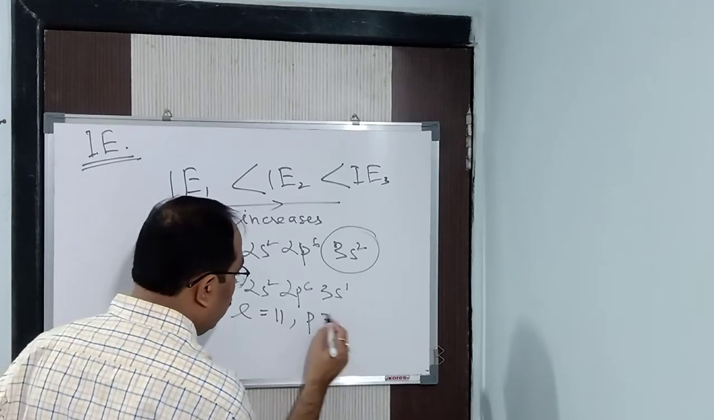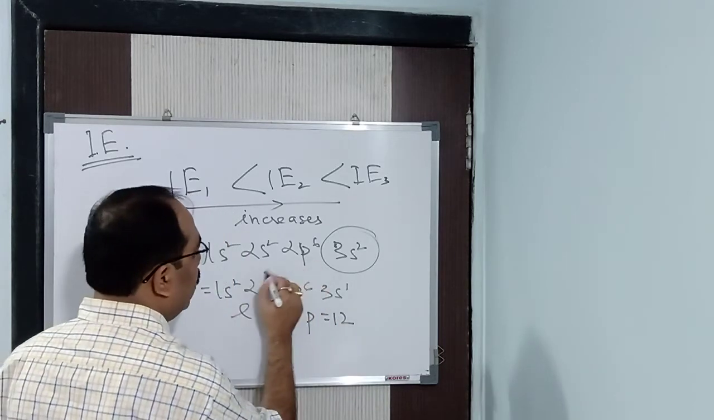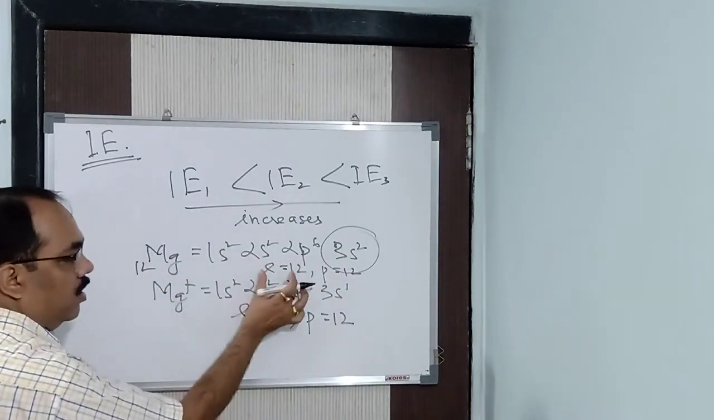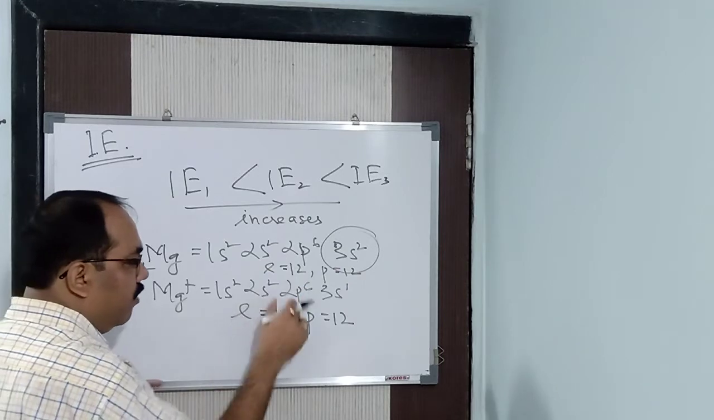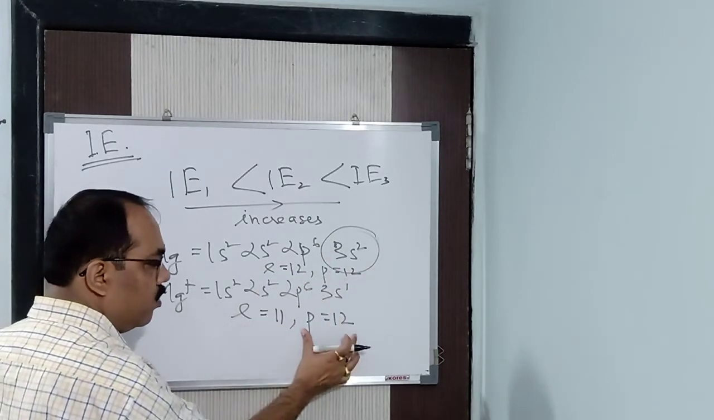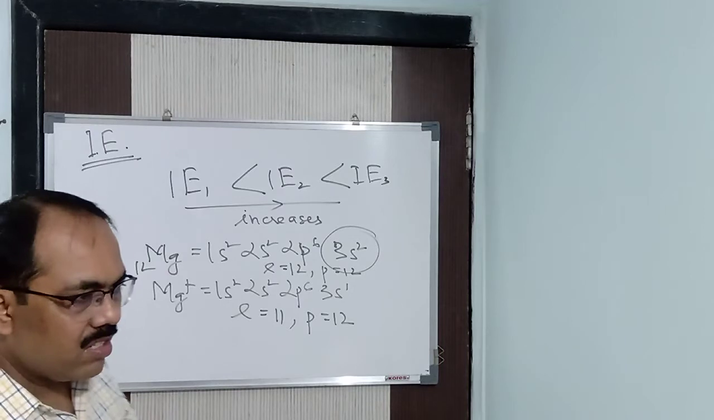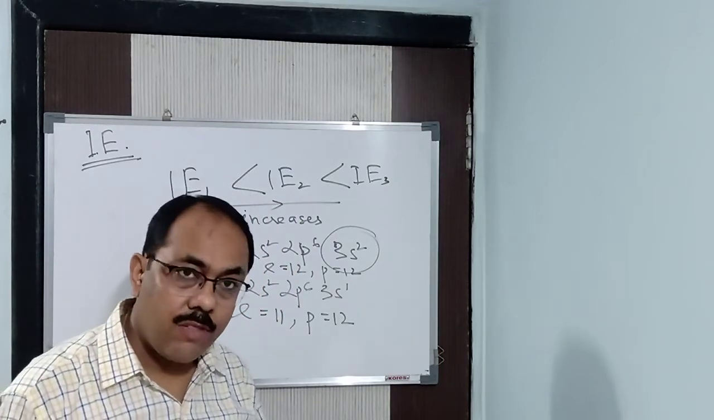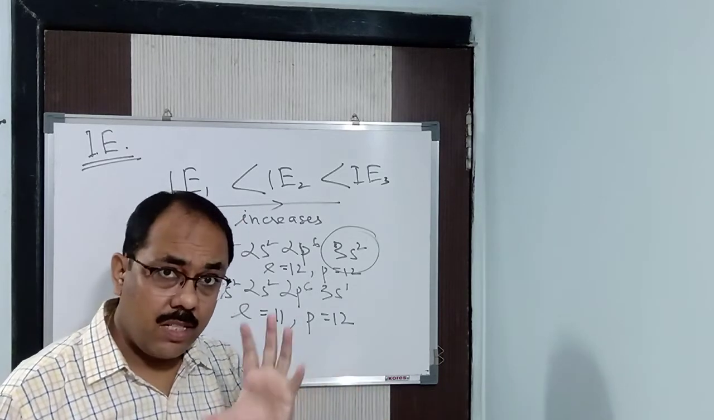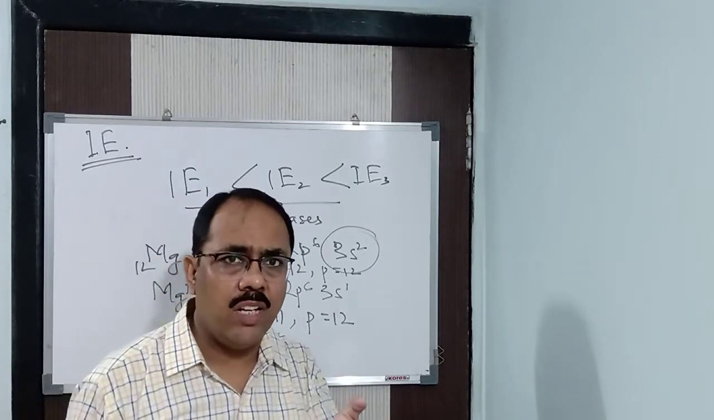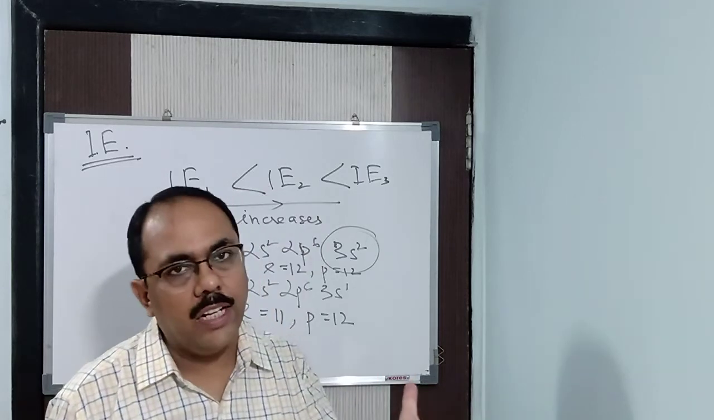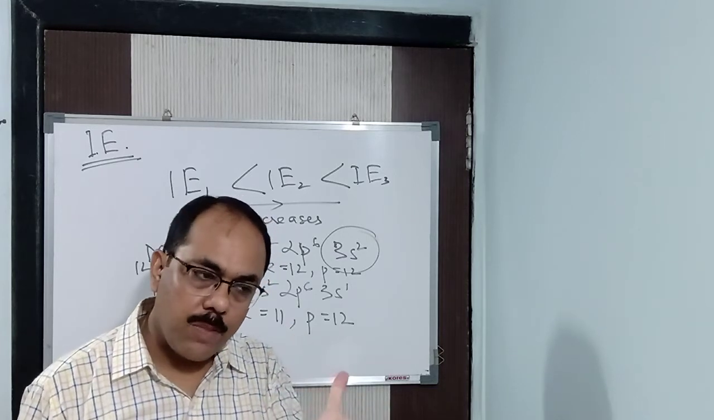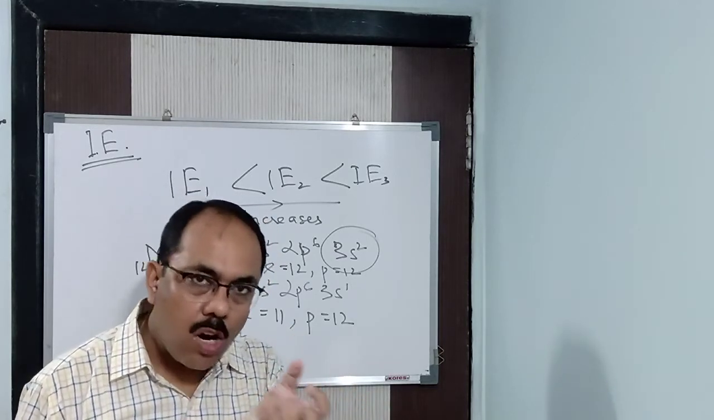But the total number of protons is still 12. In the neutral state, electrons are 12 and protons are 12. But when you have removed one electron, electrons are 11, protons are 12. So what happens? The effective nuclear charge increases. If nuclear charge increases, will the remaining electrons in the outermost shell be strongly attracted by the nucleus or weakly attracted? Definitely they will be strongly pulled by the nucleus.